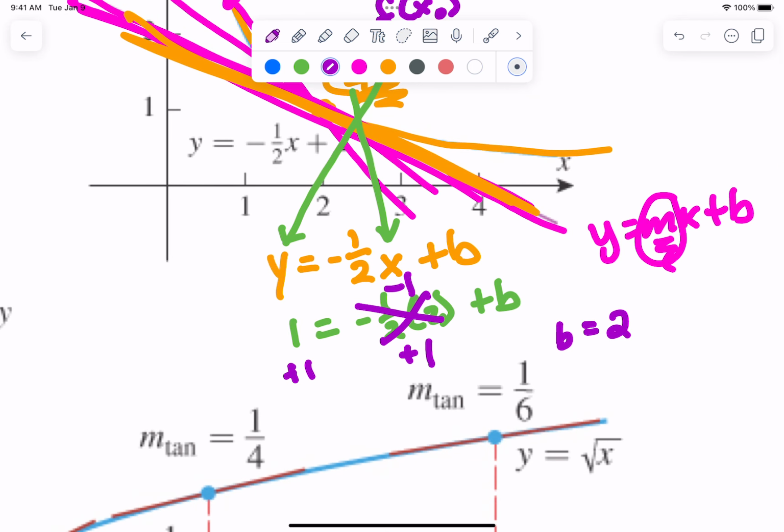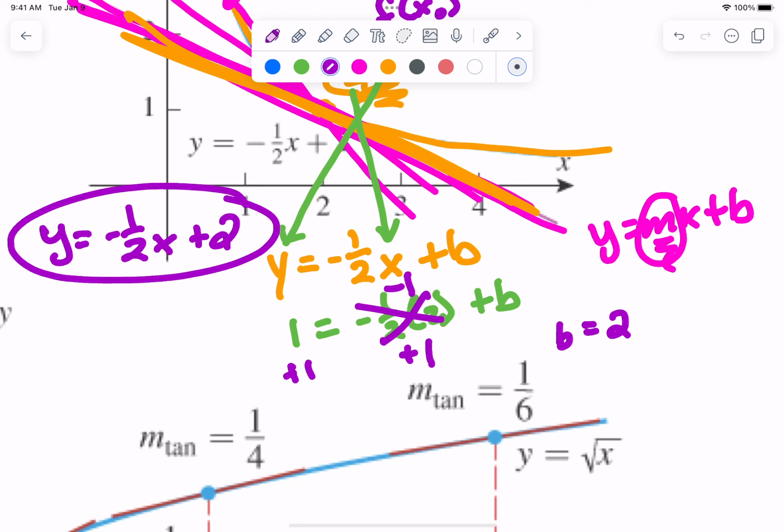You guys don't have this written down already yet. All we're doing is just finding b. So final answer, y equals negative 1/2 x plus 2, which is my b. That's the equation of that tangent line. Good? That wasn't too bad.